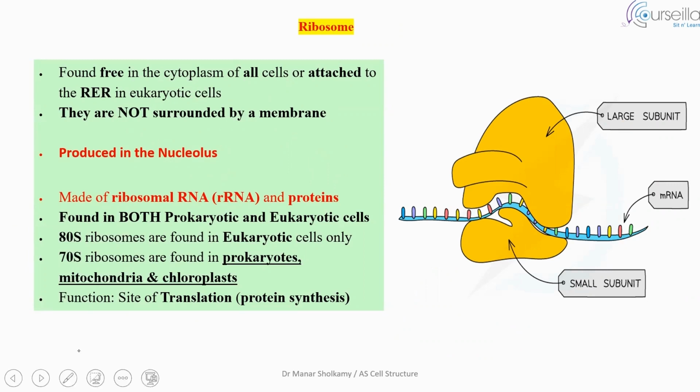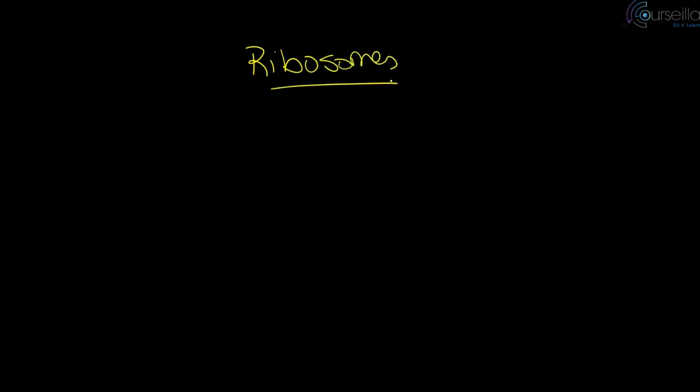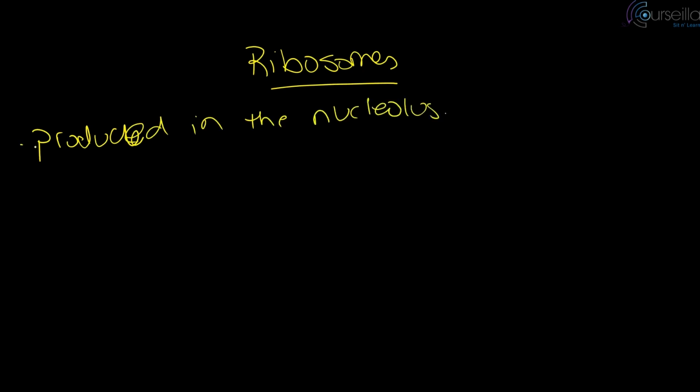So let's group all this information together because we said lots of information. We're talking about ribosomes. I'll ask you, you tell me, where are they produced? Very good. Produced in the nucleolus. Okay. Structure. Made up of what? Two subunits, one large and one small. Excellent.